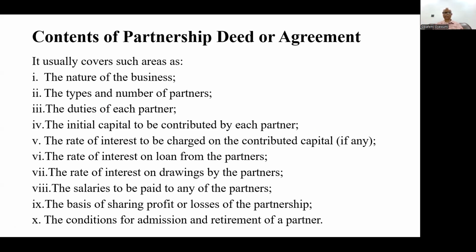The rate of interest to be charged on contributed capital, if any, in the event that the partners will earn interest based on the capital that they have brought into the business, apart from share of profit, must be stated. The rate of interest on loans must be stated. The rate of interest on drawings by the partners will be stated. The salaries to be paid to any of the partners, if any, will also be stated. What will be the basis for sharing profit or losses, as the case may be? It must also be stated. What's the condition for retirement? What's the condition for admitting a new partner? It must also be stated.